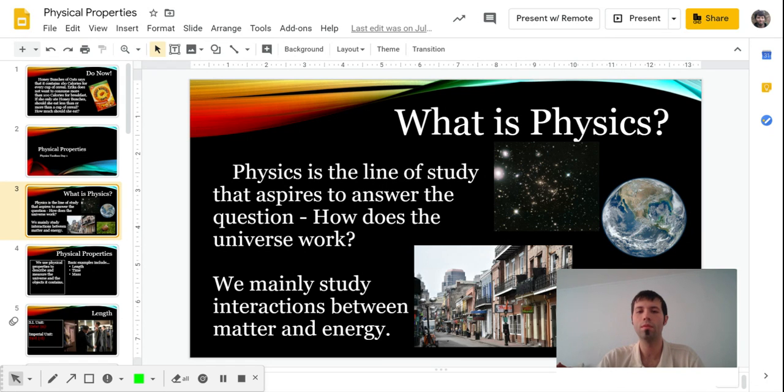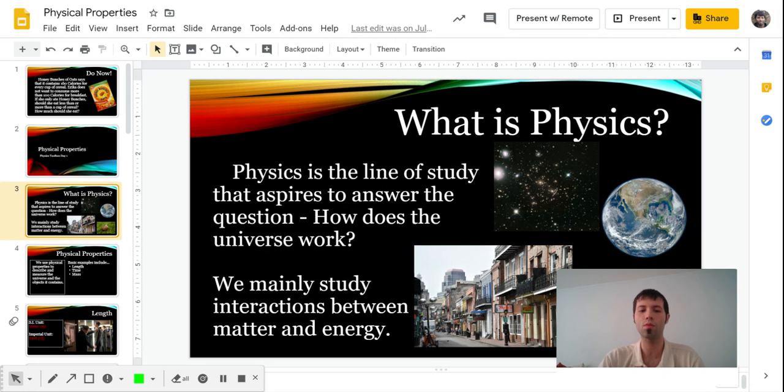So physical systems is the physics side of physical science. If that's confusing, don't worry about it. So this class deals with the study of physics. So what is physics? Physics is the line of study that aspires to answer the question, how does the universe work? So if you think of the universe as like one big machine, physics kind of describes the rules of the universe, the laws of the universe. You kind of think of it that way.